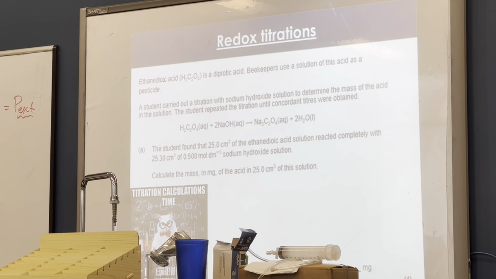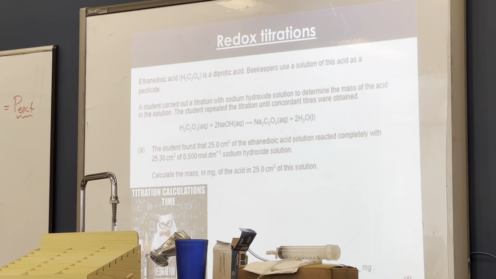Oxalic acid, which is H2C2O4, is a diprotic acid. Beekeepers use a solution of this acid as a pesticide. A student carried out a titration with sodium hydroxide solution to determine the mass of the acid in the solution. The student repeated the titration until concordant titers were obtained. What's a concordant titer? In the end of the titration, the two numbers are the same, or they're within 0.1 milliliters of each other. We're getting the same results. We don't believe we've messed up the titration.